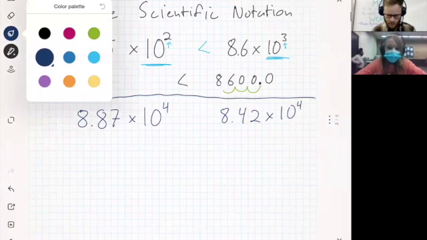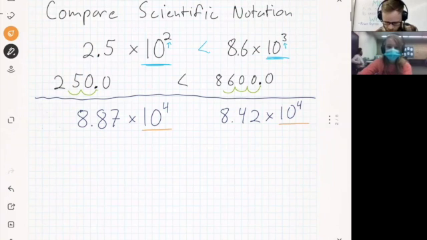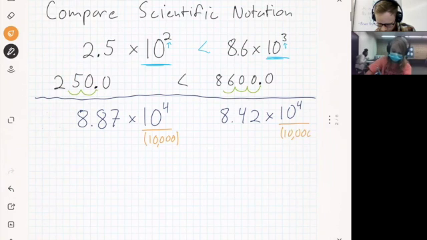Totally. So that's perfect. Well, first we determined, hey, both of these are multiplied by the same exponent, so 10 to the fourth, which we could just remember is actually 1 with 4 zeros behind it. So this is 10,000. So we're multiplying both of these numbers by 10,000, all right? And if we have the same exponent in our scientific notation, then we compare our decimal number.